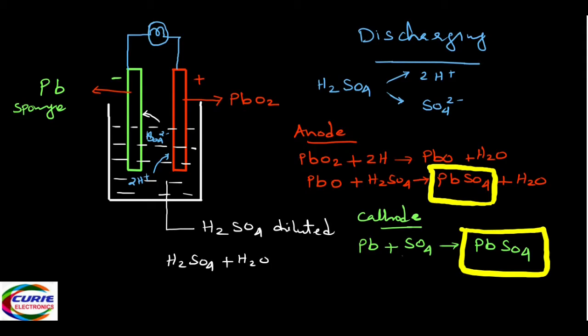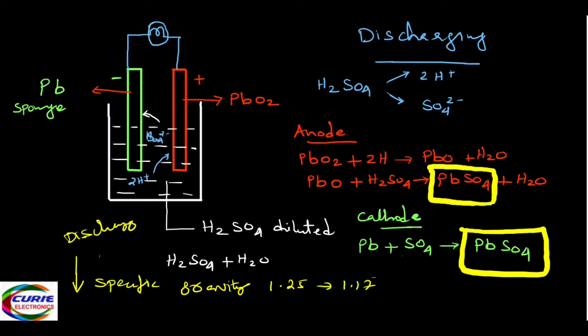Now, if water is released, what happens? There is one quantity called specific gravity of a battery. For a lead acid battery, when it is fully charged, the specific gravity is 1.25, and when it discharges, it goes to 1.17. So when it discharges, due to the addition of water to the sulfuric acid, the specific gravity decreases while discharging.